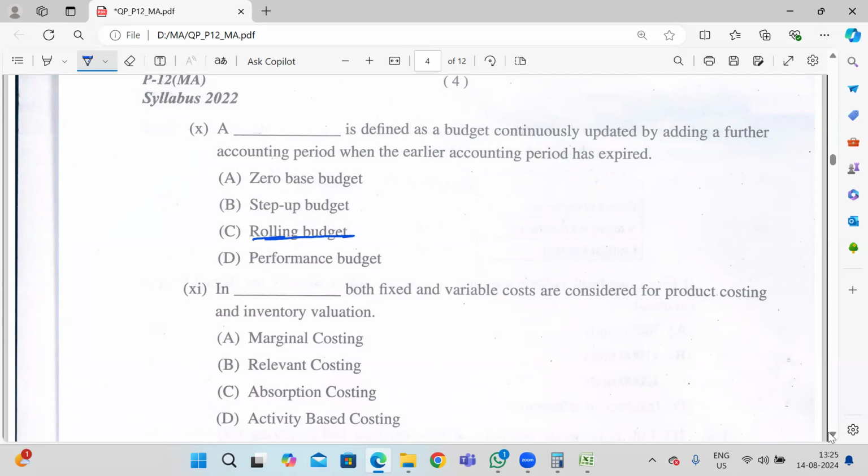So in that, both fixed and variable costs are considered for product costing and inventory valuation. So for inventory valuation, we will be considering fixed and variable cost in case of absorption costing. That is our traditional costing technique. So option C will be the right answer.